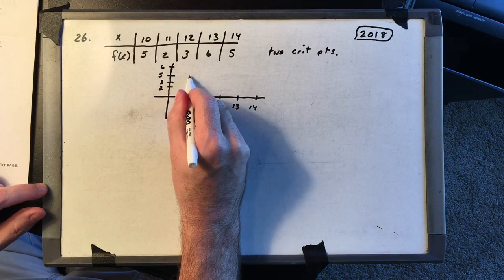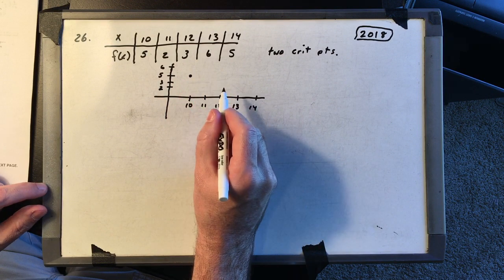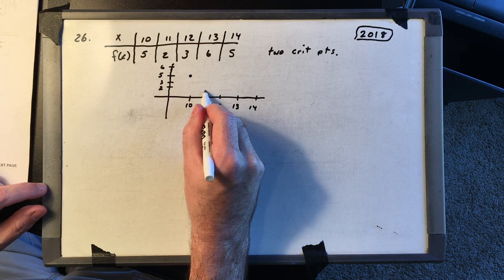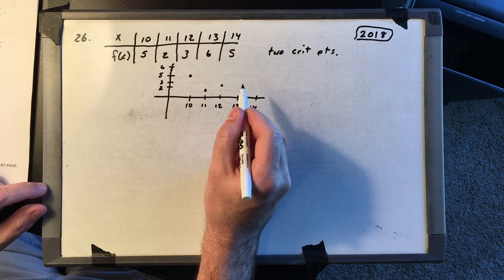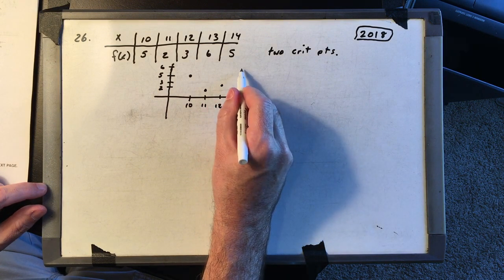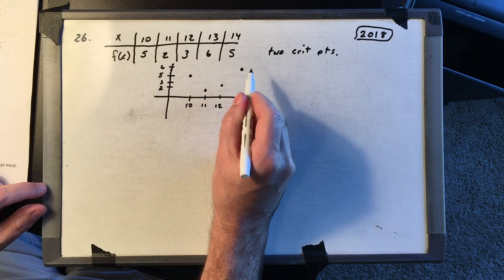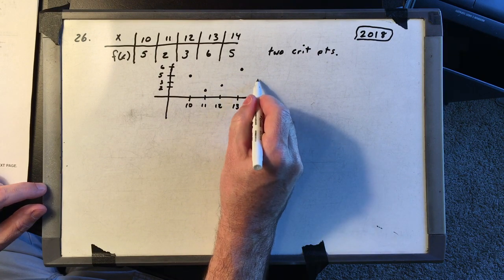We've got 10, 5; 11, 2; 12, 3; 13, 6, so that's the tall one; and 14, 5.